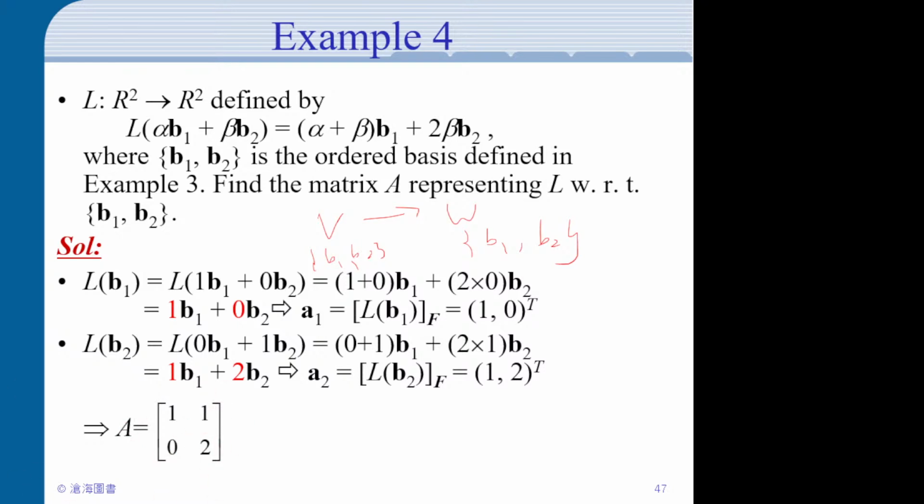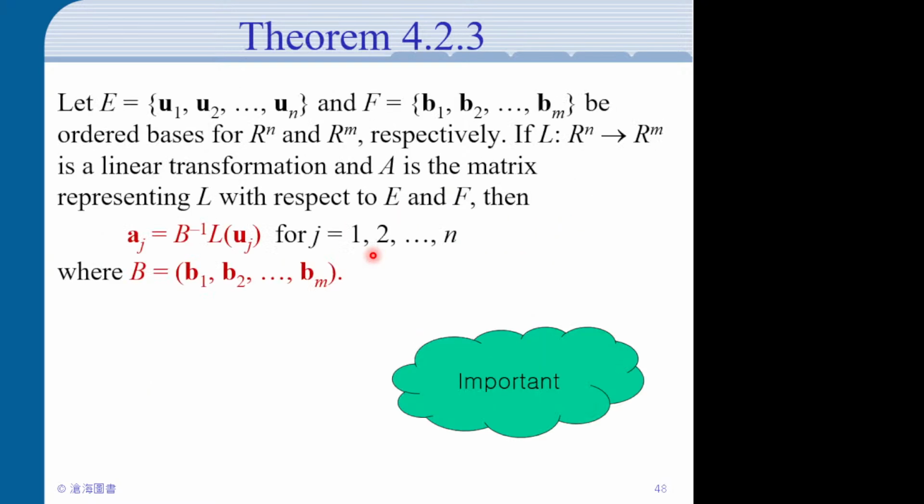Okay, so the calculation is really easy here, but it just shows you the abstract concept of this mapping between vector spaces with some ordered basis. Okay, question about this example? Otherwise, let's see the theorem.